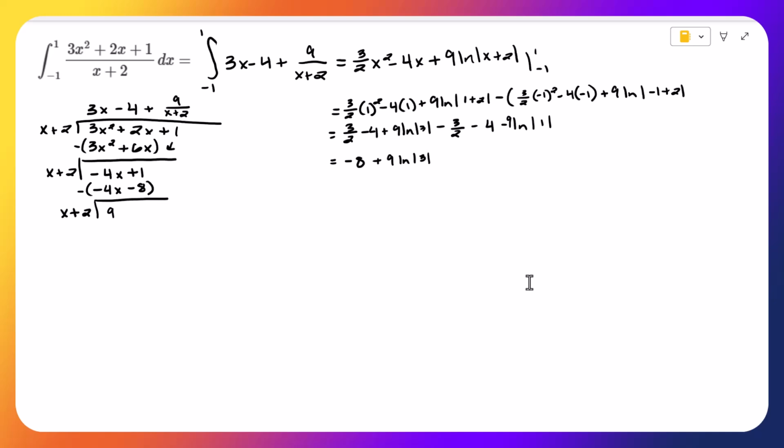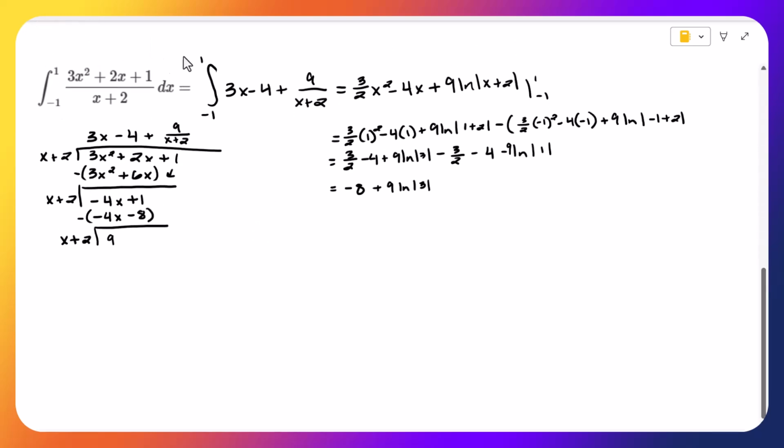Okay, so coming back, I started with my long division, nothing super fancy here, nothing I really want to talk about. We integrate: the antiderivative of 3x is 3 over 2 x squared. The antiderivative of negative 4 is negative 4x. The antiderivative of 9 over x plus 2 is just 9 ln of the absolute value of x plus 2. And we're integrating from negative 1 to 1.